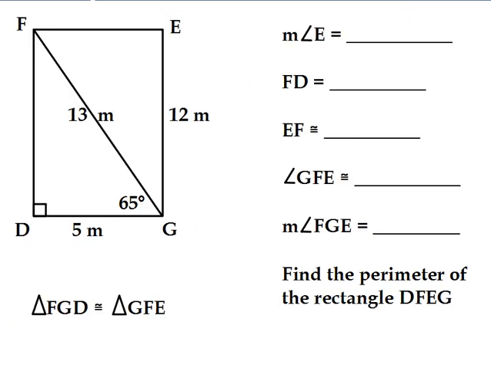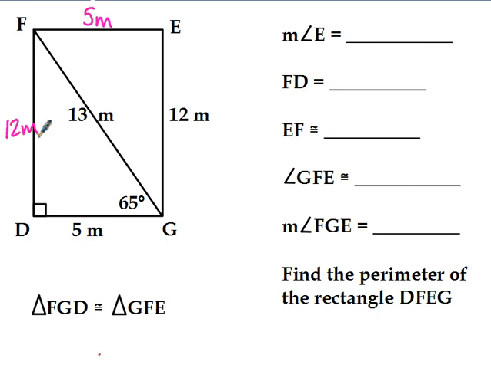Alright, so here we have 2 triangles again that are connected to each other. But if I look at my congruence statement, I can see FGD is congruent to GFE. So that means if DG is 5 meters, that means FE is also 5 meters. And if FD is the outside and GE is the outside, that means that this side would also be 12 meters.